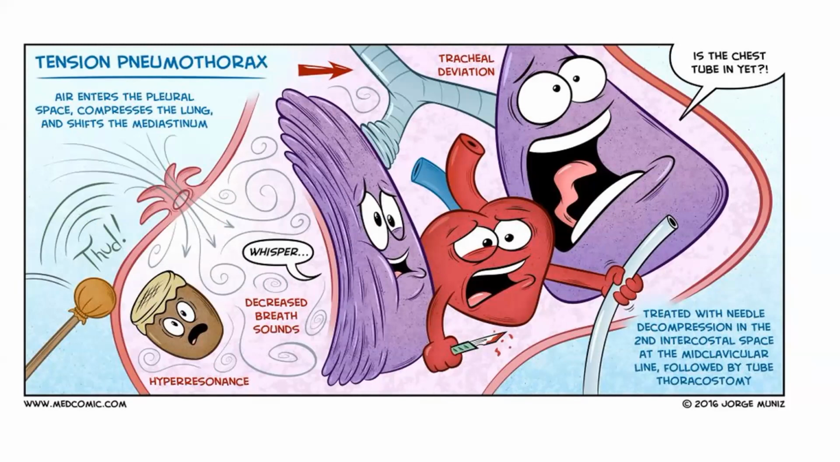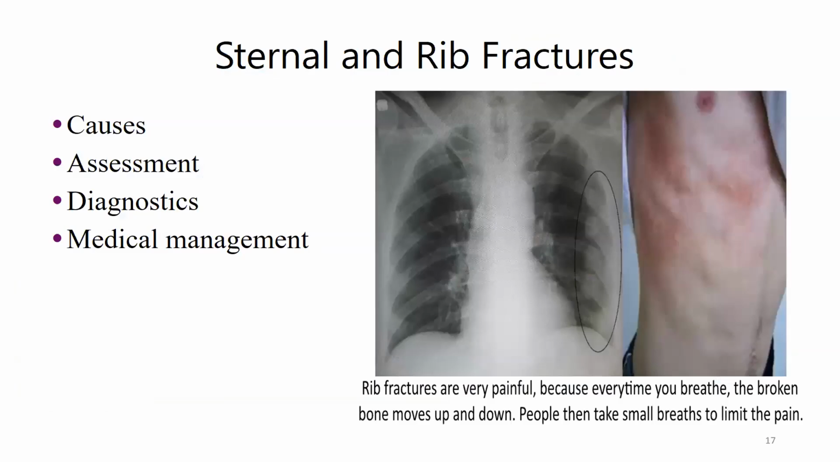Treated with a needle decompression in the second intercostal space at the midclavicular line, followed by a chest tube or a chest thoracostomy. Is the chest tube in yet? Gotta get it done aggressively. Sternal fractures and rib fractures. I said something earlier about rib fractures.